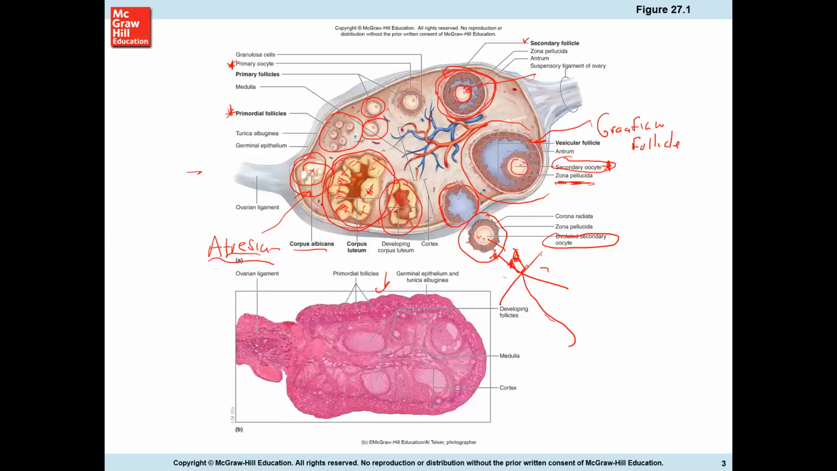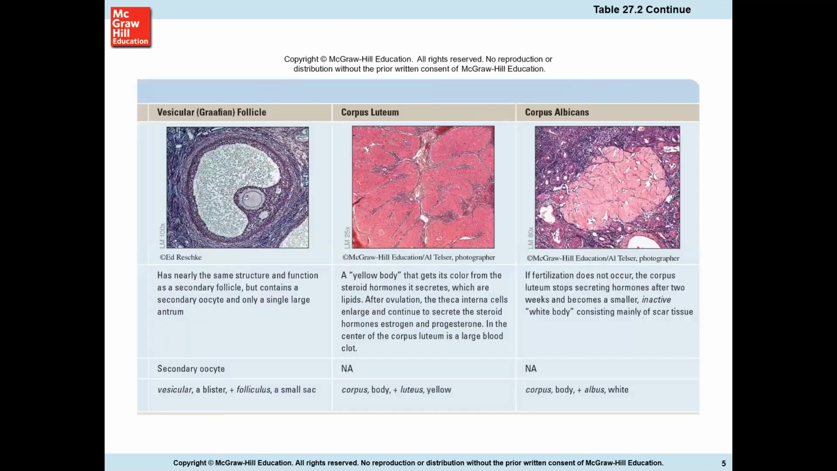You should know, like in the picture before, that these are primordial follicles and these are primary follicles here. And this is your secondary follicle. And this is the vesicular, or Graafian follicle. This is ovulation. This is the corpus luteum. This is the corpus albicans. Keep it as simple as that. And if you look at your checklist, that's the things that I need you to know. And it's pretty inclusive.